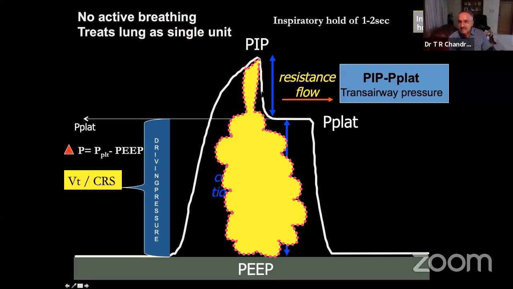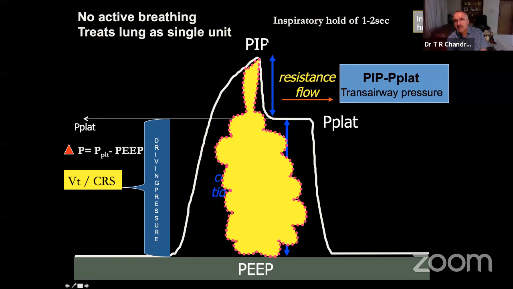The pressure decreases because there is no flow. There is some redistribution of the volume, and you get a P flat. This is called plateau pressure, and we have discussed that it is a surrogate of end inspiratory alveolar pressure. The difference between PIP and plateau is called the transairway pressure. The airway contributes to this pressure. If there is any problem with the airway, this increases.